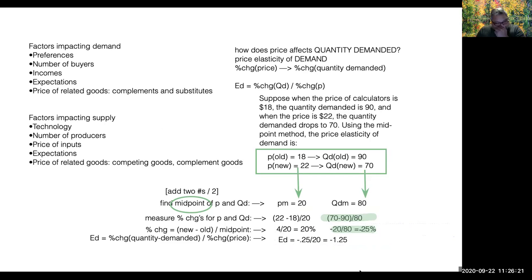Okay. And I'm missing a little decimal point here. There. Do the math correctly. And we now have found the price elasticity of demand through this example. I hope this video was useful.